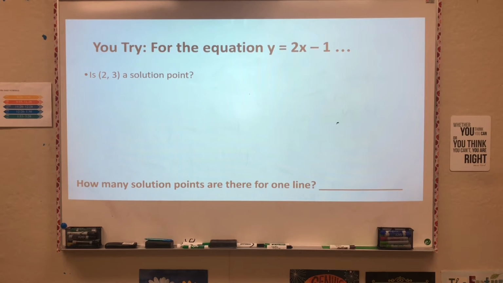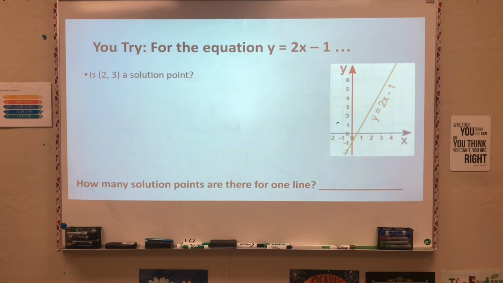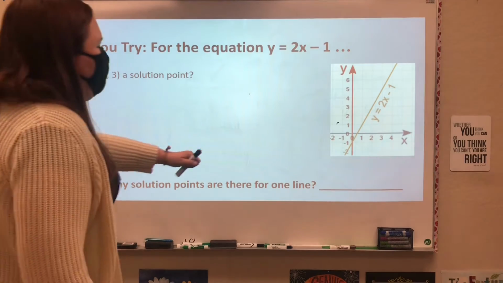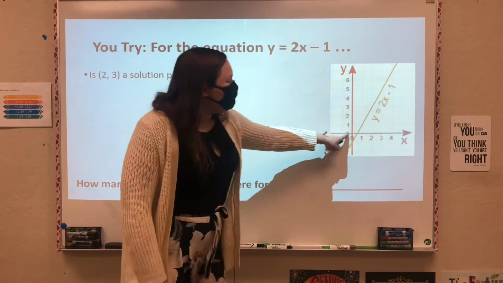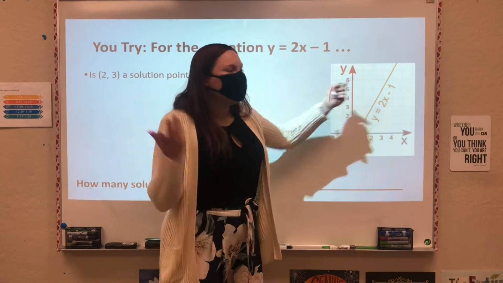You want me to check your paper? What did you get? 3 equals 4 minus 1. Is that true? Yes. Is it a solution point? Yes. And there's the graph for it. So now that we've got the graph, we could also see the point (2, 3) is on the line.